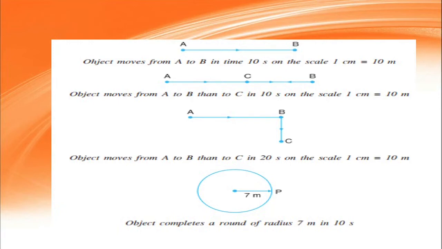In another case, you can see the object moves from A to B to C in 10 seconds, and the scale is 1 centimeter equal to 10 meter. In the third example, the object moves from A to B and then to C in 20 seconds, with the scale 1 centimeter equal to 10 meter. And in the last example, the object completes a circle of radius 7 meter in 10 seconds. So, we can find average speed and average velocity.